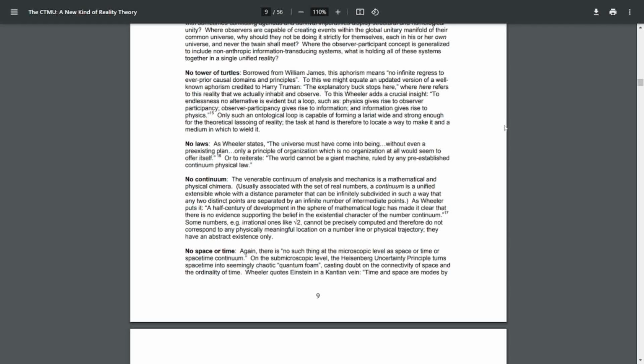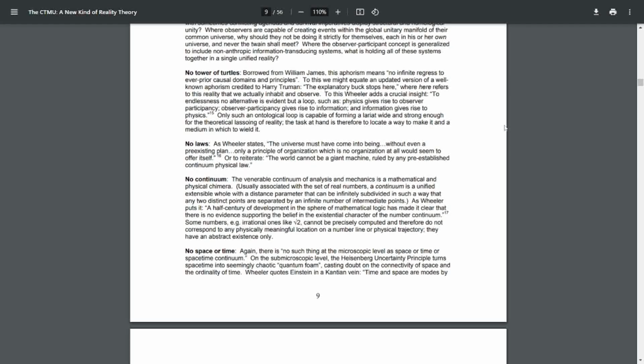Hey, that's actually kind of like the circle of turtles, almost. Yeah, just need enough turtles to be able to make them meet at the top. Only such an ontological loop is capable of forming a lariat, wide and strong enough for a theoretical lassoing of reality. The task at hand is therefore to locate a way to make it and a medium in which to wield it. As Wheeler states, the universe must have come into being without even a pre-existing plan, only a principle of organization, which is no organization at all, would seem to offer itself.